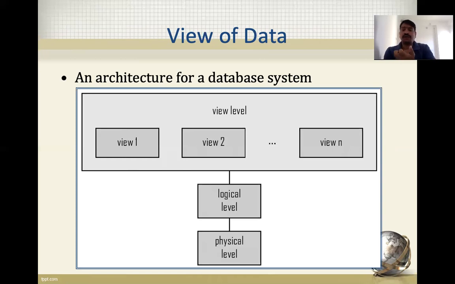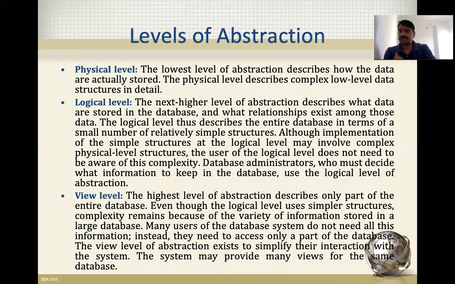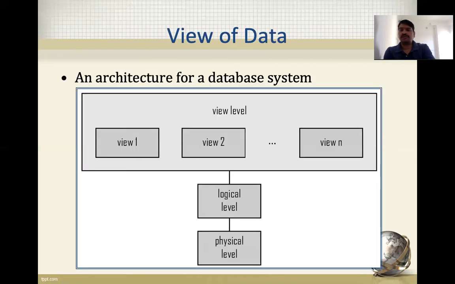So that is called view level. So there is a level of abstraction in the view of data, and that is called architecture of the database. So we have three levels in the architecture of the database: physical level, logical level, which is also called conceptual level, and then there is a view level.